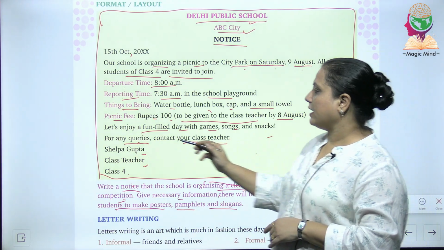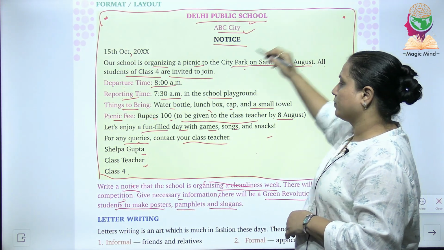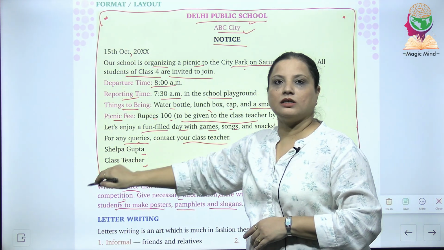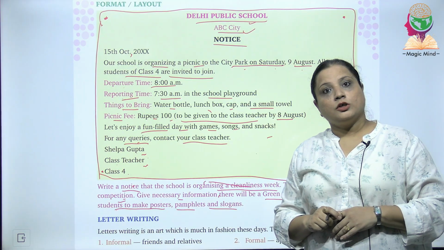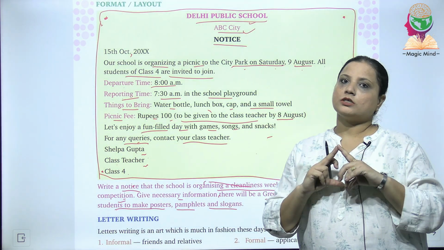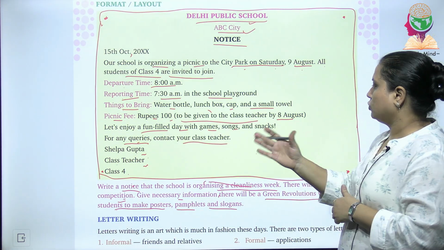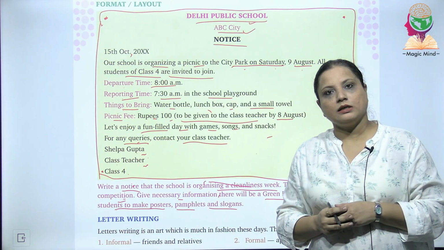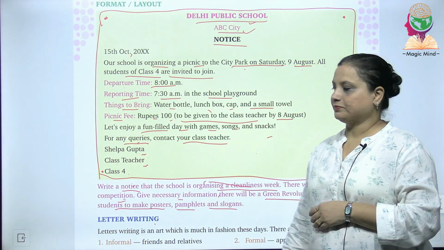Then along with that, we put 4 dots at the corner. What are these dots basically? These dots are the thumb pins that we use to put that notice on the bulletin board. So this is all about notice writing. Let's now move further to letter writing.